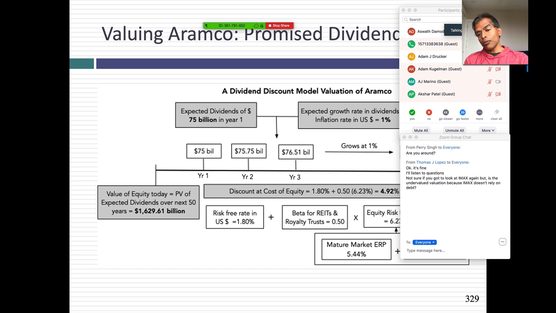Notice the beta is very low. Why? Because you're essentially getting almost an equity that behaves like a bond. So with that low beta, the cost of equity I get looks really low, but I'm discounting just the dividends and there's no terminal value. The value that I got for Aramco with a dividend discount model and a really low cost of equity was about $1.63 billion.